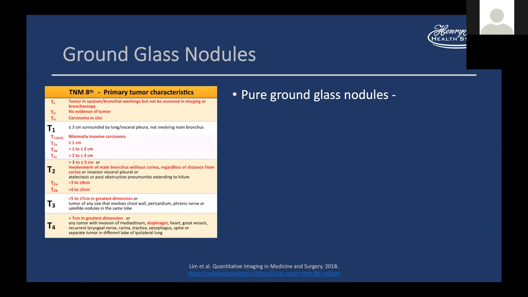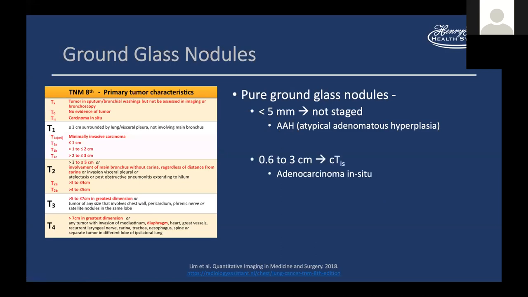How do you stage ground glass nodules? So in the past, these were previously defined as probably bronchial alveolar carcinomas, but in the eighth edition, they described it more based off the histopathologic correlate to the ground glass nodules. So for nodules that were less than 5 millimeters that are pure ground glass, they are not staged, and these are most commonly your atypical adenomatous hyperplasias.